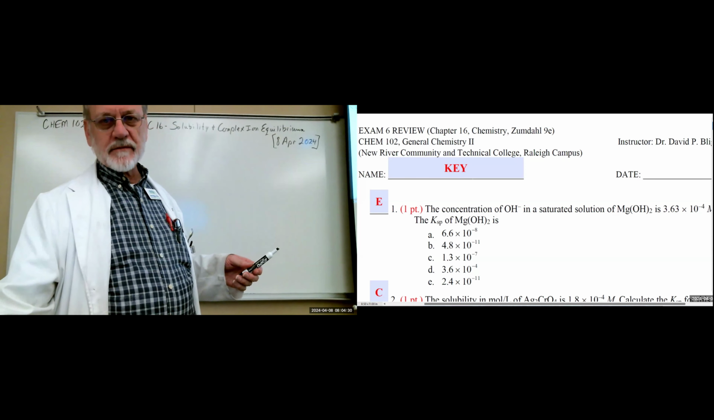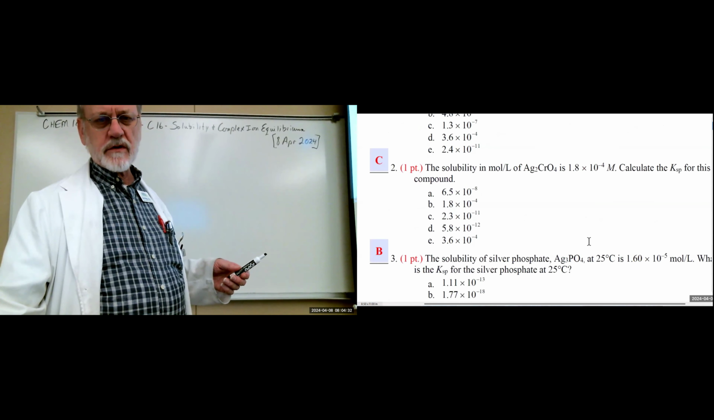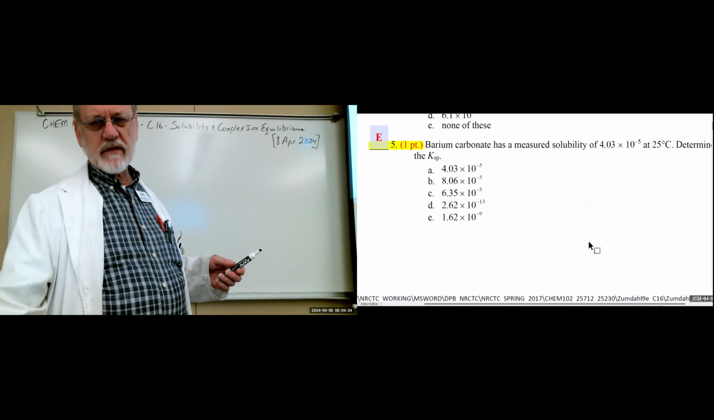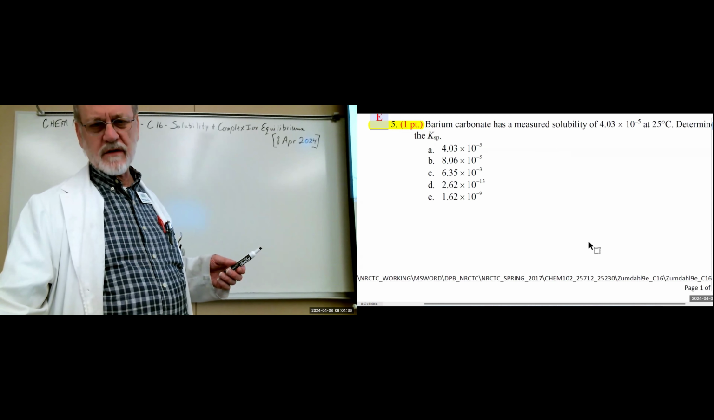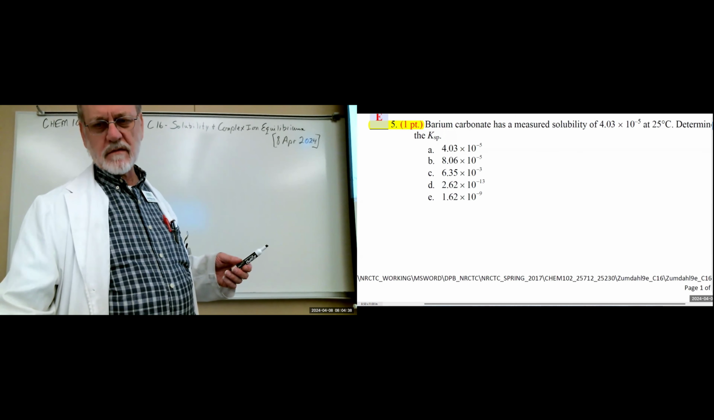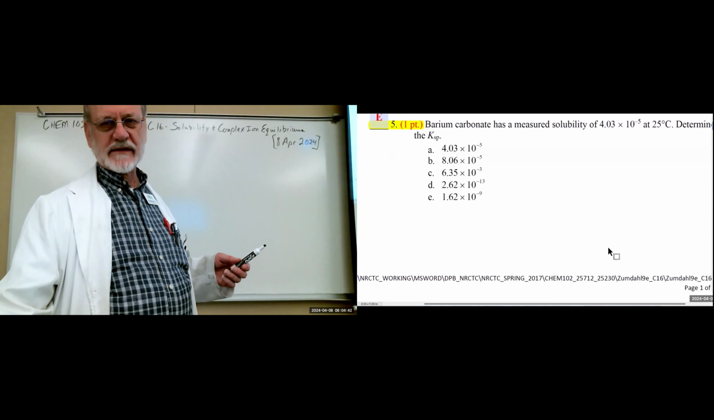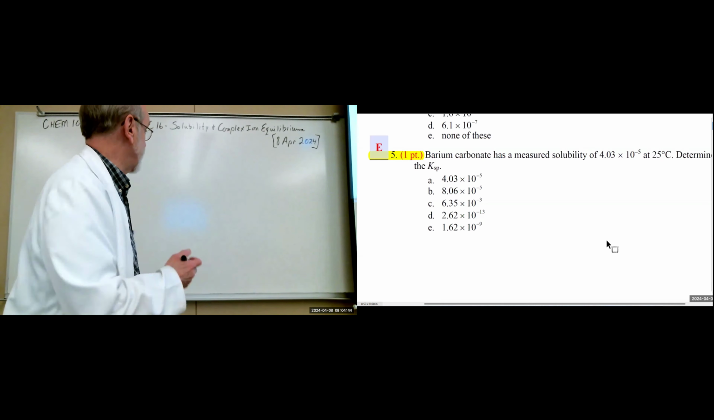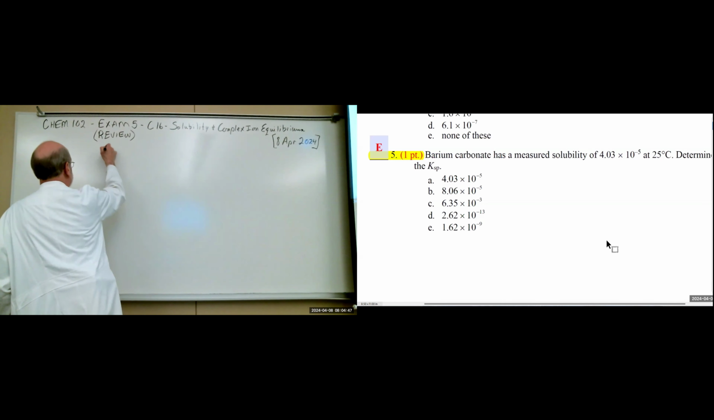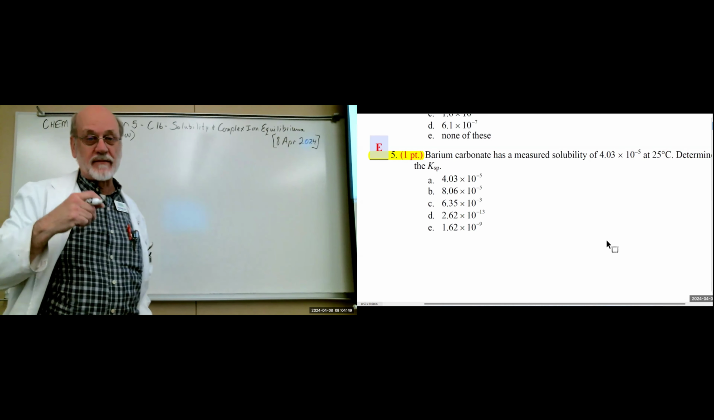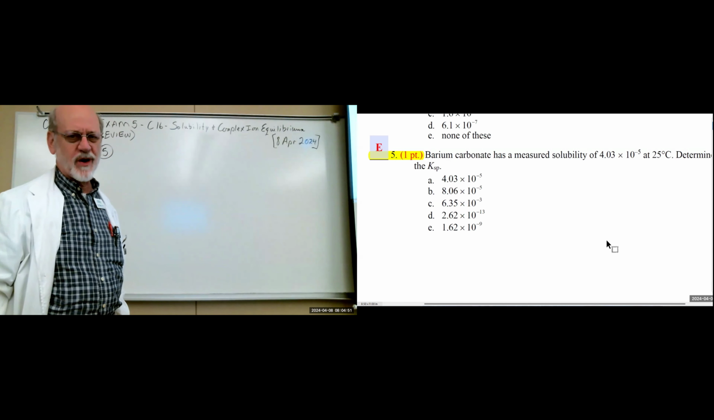So I've got the review document. It should be version 2, if I gave you the correct one. See, does it say down there at the bottom? Yeah, version 2. And I got some of them highlighted. So let's look at barium carbonate.